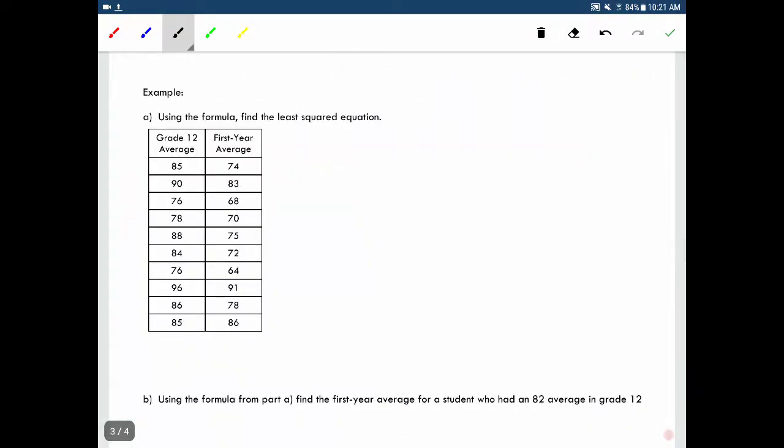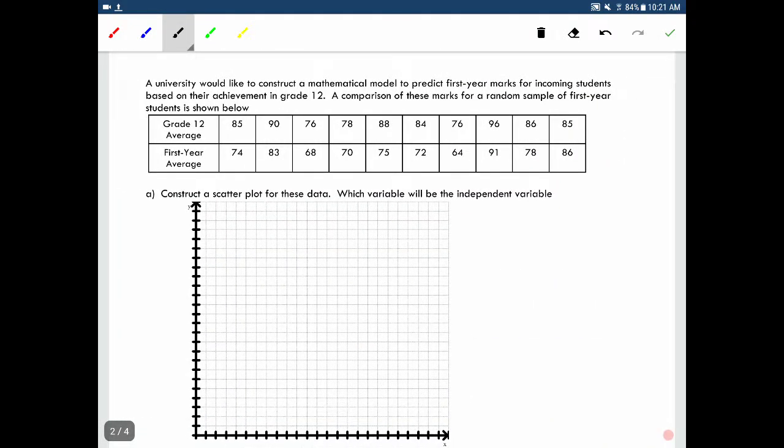Okay, all right. So let's take a look here at an example. A university would like to construct a mathematical model to predict first-year marks for incoming students based on their achievement in grade 12. A comparison of these marks for a random sample of first-year students is given below. Okay, so there's our data set. So for each student, we have a grade 12 average and a first-year average.